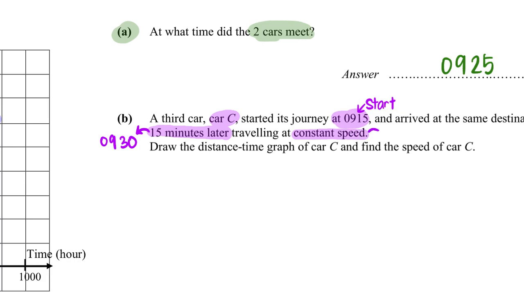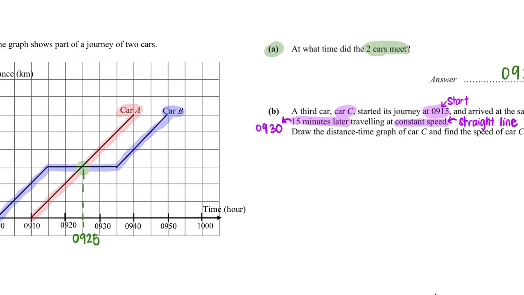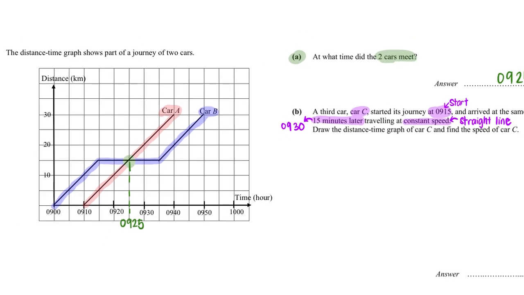Another key thing is it is traveling at a constant speed. This also tells me that it is going to be a straight line graph. And with these pieces of information, we can then draw this graph on the distance time graph.